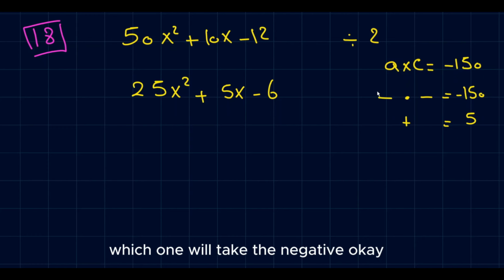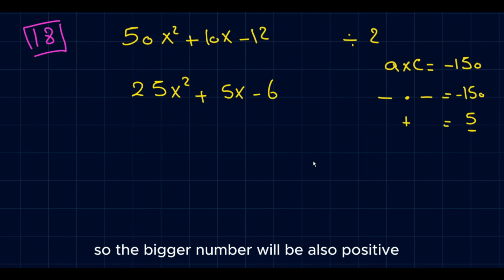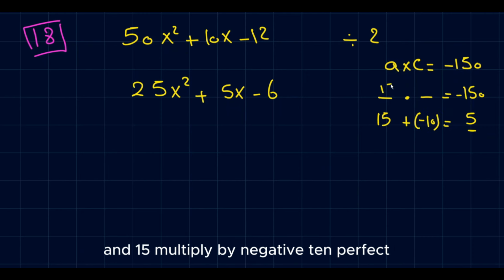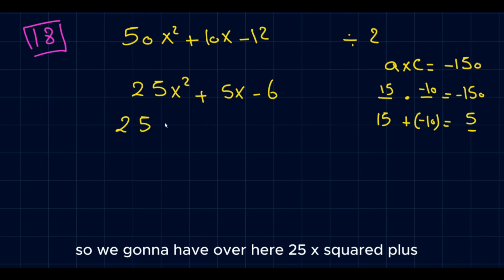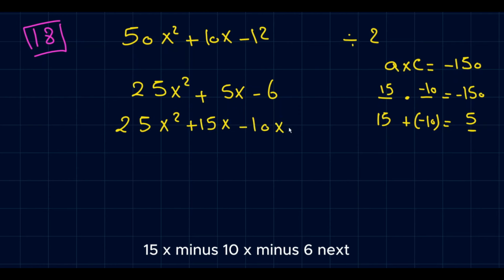So we're gonna have over here 15 and 10, and we need to figure out which one will take the negative, okay? So if the result of adding is 5, which is positive 5, so the bigger number will be also positive. So we're gonna have over here 15 plus negative 10, and 15 multiplied by negative 10. Perfect. So we're gonna have over here 25x squared plus 15x minus 10x minus 6.